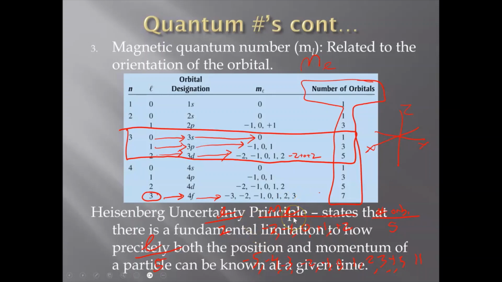Now, I want to point this out. Let me go ahead and get this other stuff erased here. So we're going to talk about the Heisenberg uncertainty principle. The Heisenberg uncertainty principle states that there is a fundamental limitation to how precisely both the position and momentum of a particle can be known at a given time. So you can't know the place and time all at the same point. You might know a location, but you don't know when it's going to get there. You might know it's going to get there, but you don't know where it's going to be. That's all the Heisenberg uncertainty principle states.